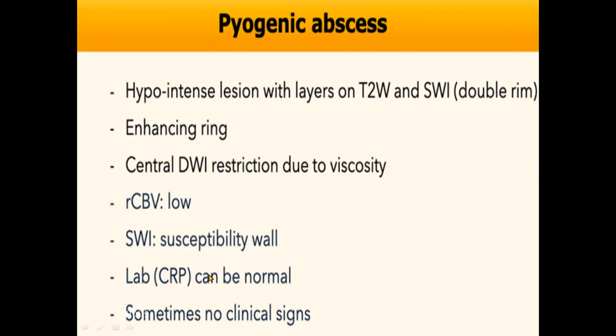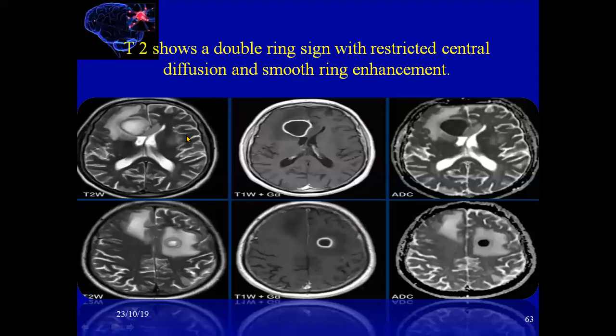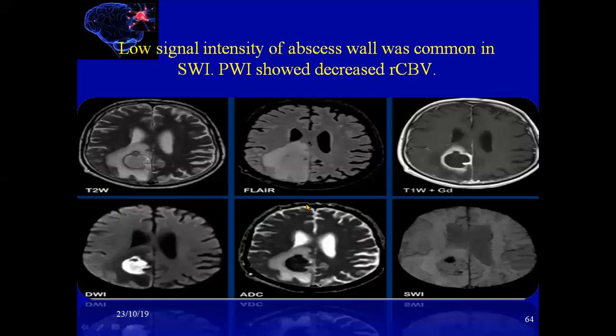Also, the CRP can be normal here, and sometimes there are no clinical signs. This is an abscess here in the brain. It will show a double ring sign here, and also restricted central diffusion and smooth ring enhancement. Low intensity of the abscess wall is common on SWI and PWI, and also shows decreased rCBV.